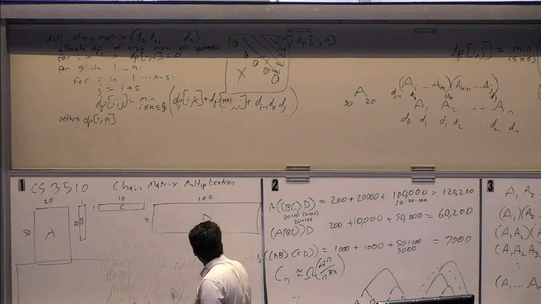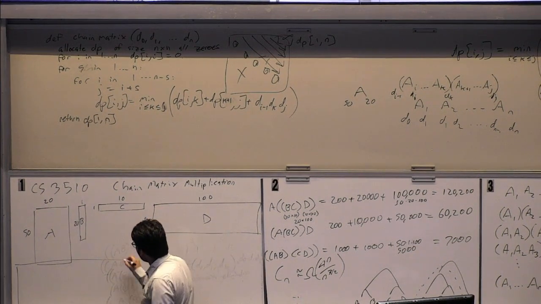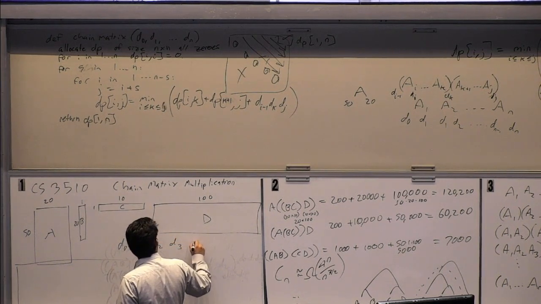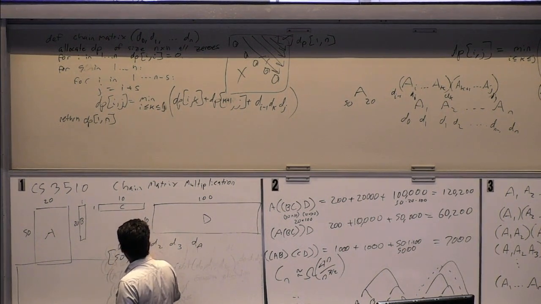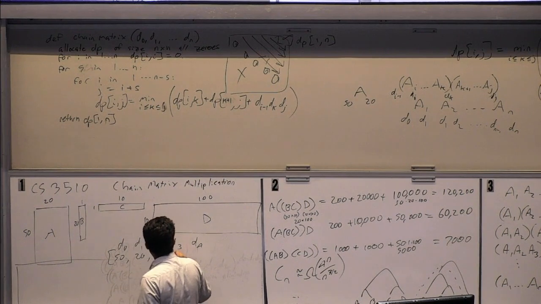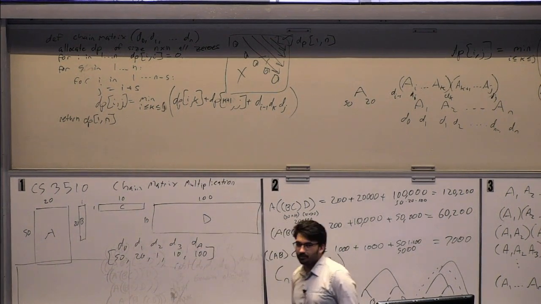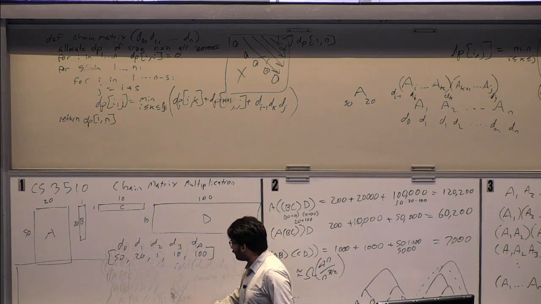So if we suppose that these were our matrices, the input would be D0, D1, D2, D3, D4. And that would be 50, 20, 1, 10, and 100, right? So let's suppose our input is 50, 20, 1, 10, 100. And let's fill in our table.